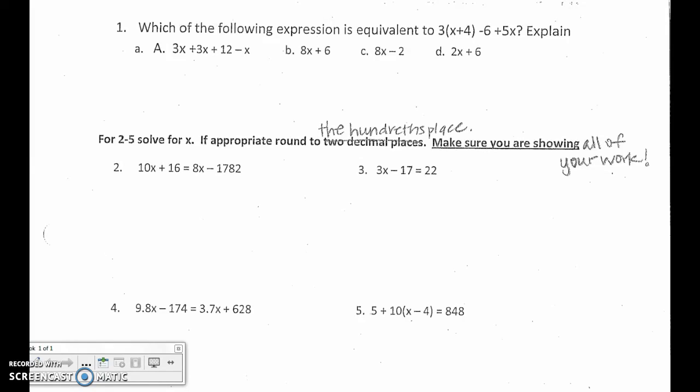Alright, so in this video, I'm going to go through the problems on the review packet. I said this yesterday, but if you can do this entire packet, there's no reason you shouldn't get at least a B, if not an A on it.